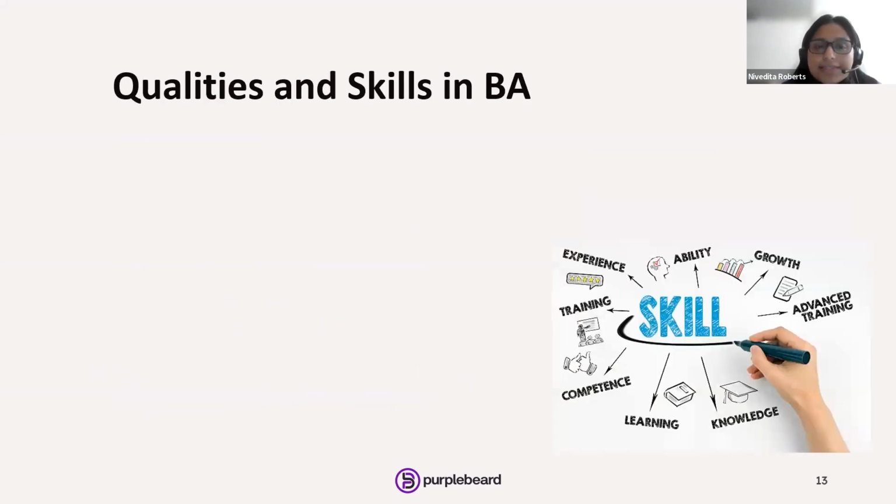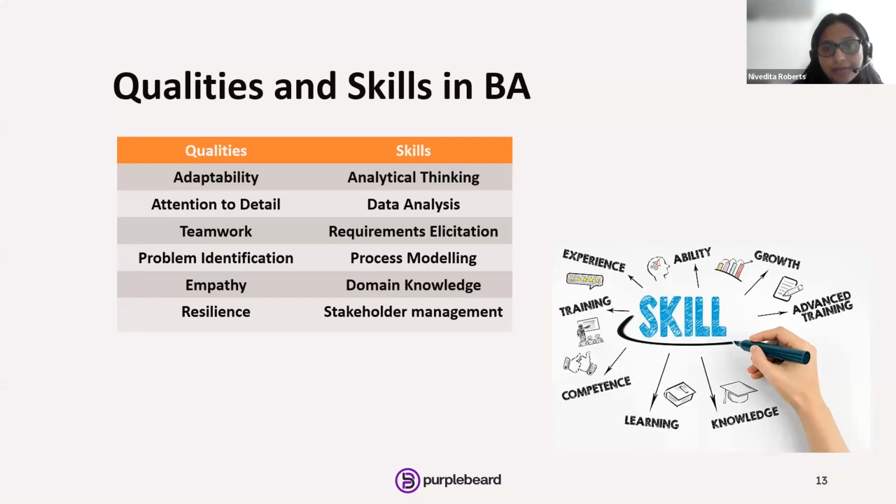Now, what are the skills and the qualities that you need to have to be a business analyst? Qualities are something that is dormant in each one of us as individuals. We'll be good communicators, analytical thinkers, but those are the qualities. Skills are something that can be adopted through training, mentoring, shadowing. So let us look at exactly what skills and qualities you would need to have as a business analyst. You need to have an adaptable mindset.